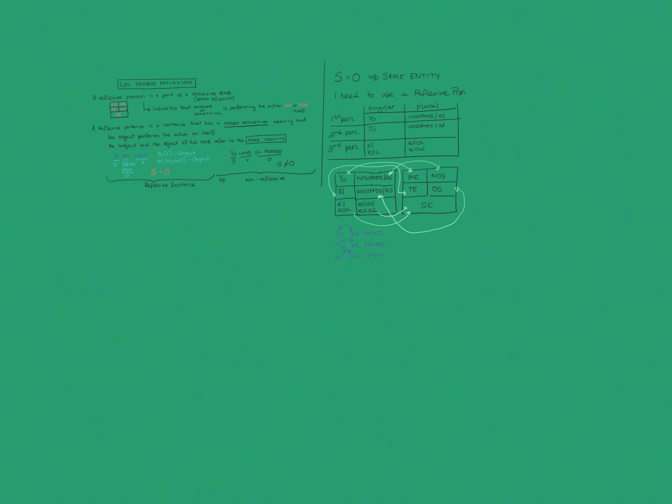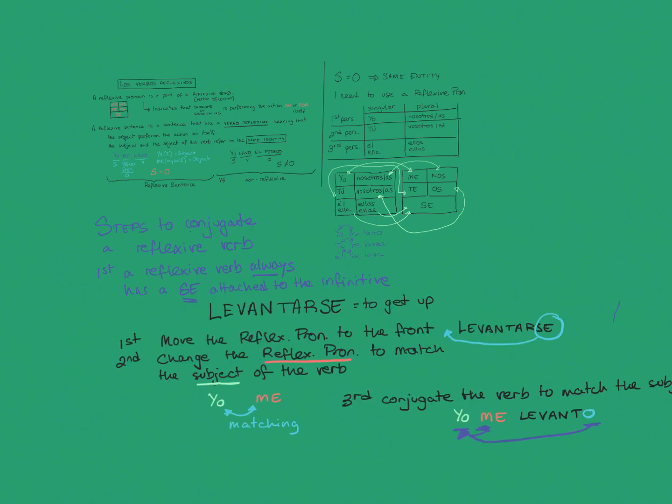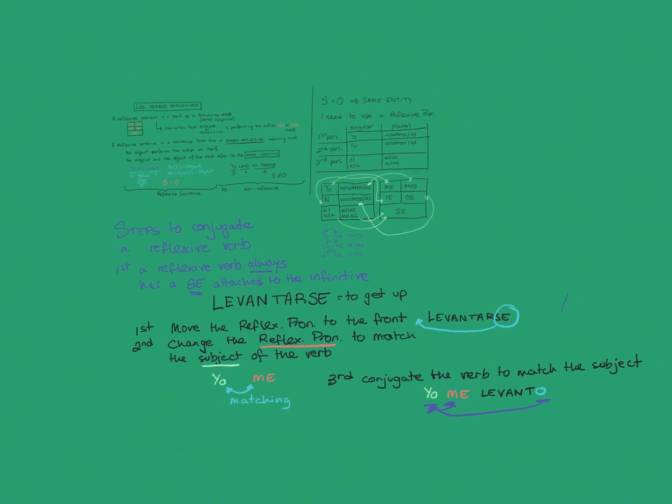What steps do we need to follow to conjugate a reflexive verb? Well, first of all, a reflexive verb always has a se attached to the infinitive. If we take the verb levantarse as an example, first we are going to move the reflexive pronoun to the front of the verb. Second, we are going to change the reflexive pronoun to match the subject of the verb. It can be yo, él, nosotros, ellos, los niños. And third, we are going to conjugate the verb to match that subject.